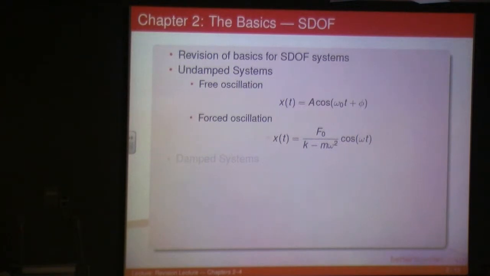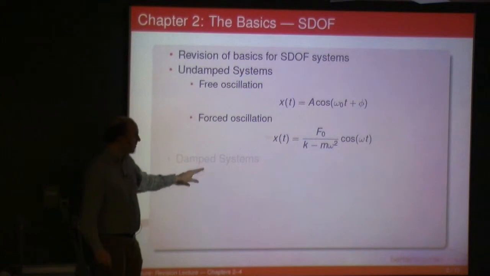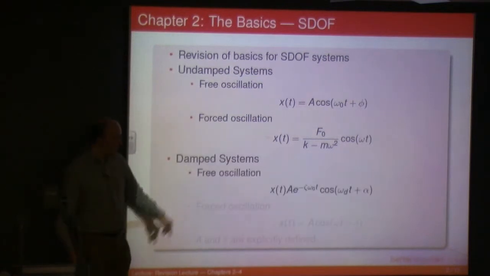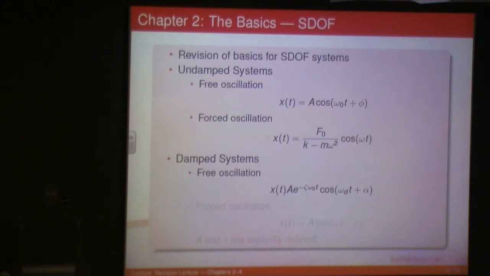So there are 2 of them. We also defined 2 equations to do with damped systems. This time you've got mx double dot plus cx dot, where c is your damping constant multiplied by the velocity, plus kx. If that equals 0, then you have free oscillation. Again you've got an amplitude here that's defined by your initial conditions, and a phase angle here called alpha, also defined by your initial conditions.